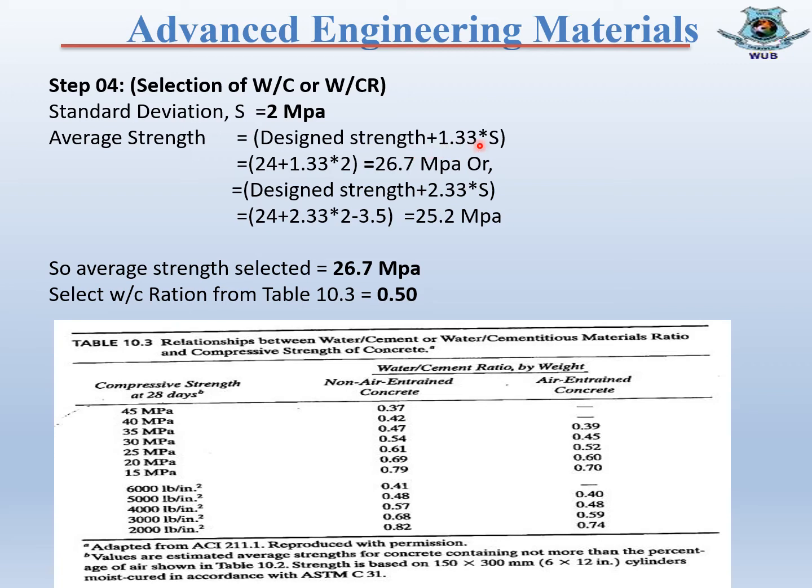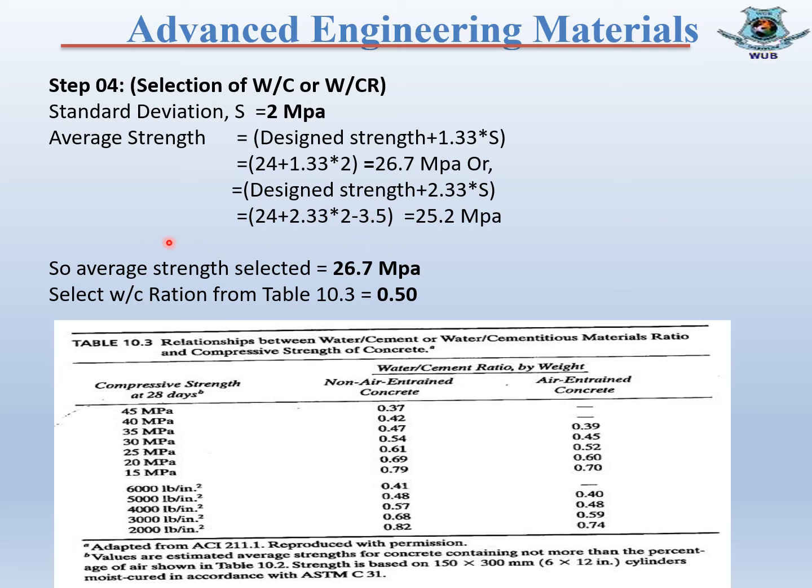We can also calculate average strength by this equation, where average strength equals design strength plus 2.33 times S. Here the design strength is 24 and S is also 2. And finally we got the average strength using this equation as 25.2 megapascal. And the selected average strength will be the higher one, which is 26.7.